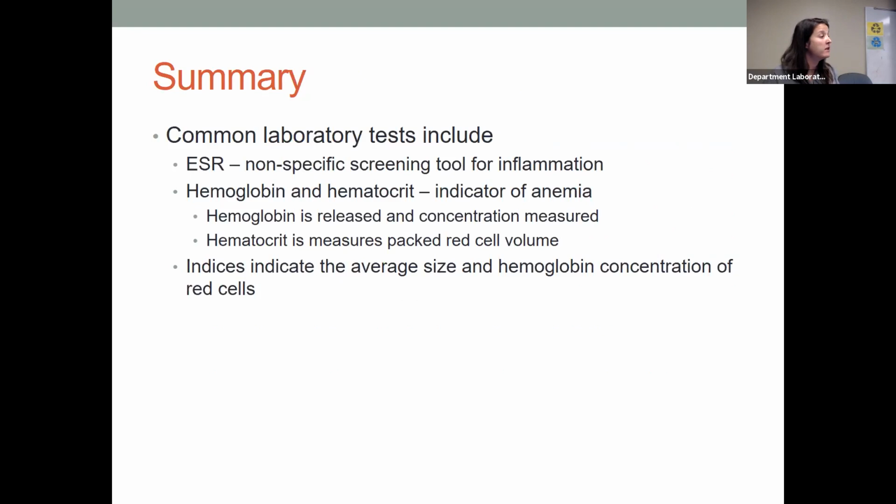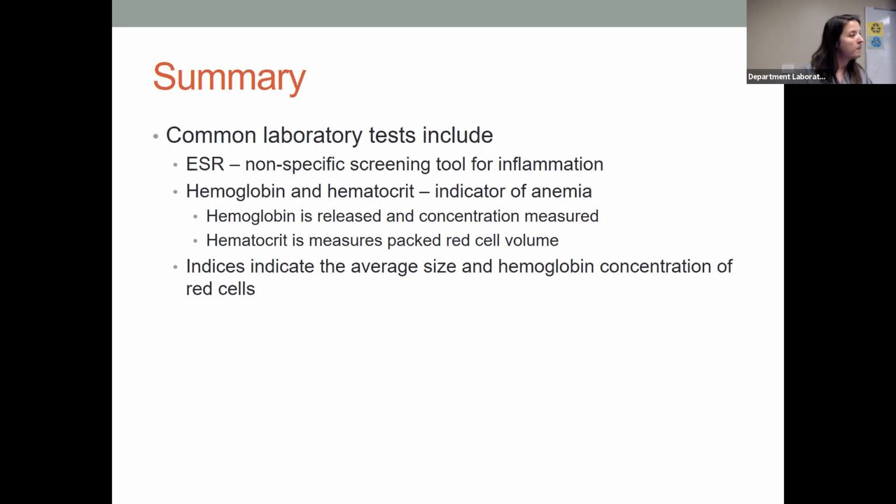All right, so in this lecture, we covered quite a bit of information. And again, it will make a lot more sense to you guys. We have an upcoming lab where we're actually going to concentrate on the ESR, the spun hematocrits, and our indices. Okay, so it'll make a lot more sense after that lab. All right, does anybody have any questions?